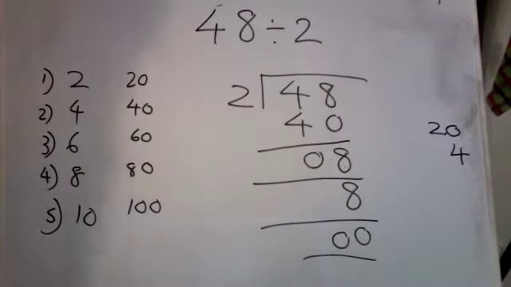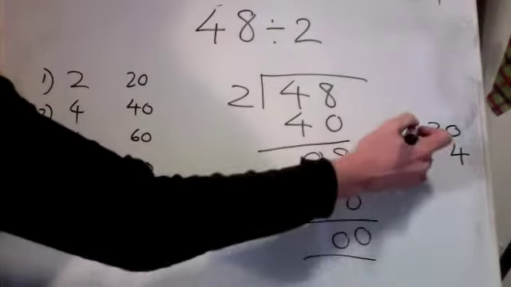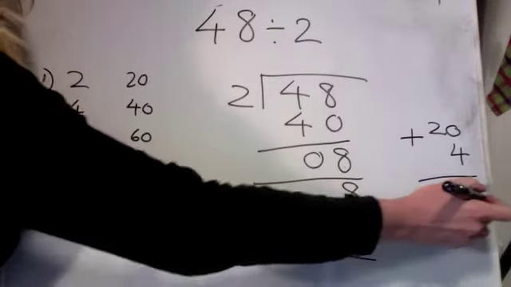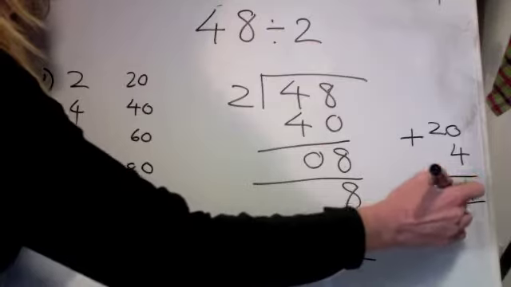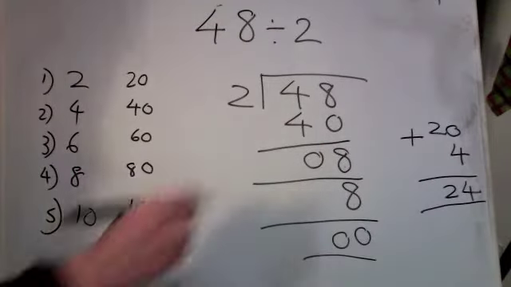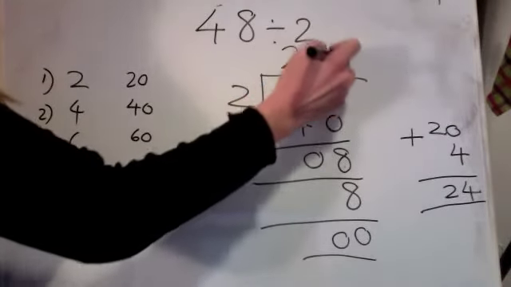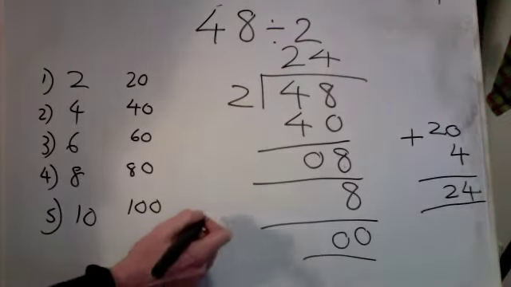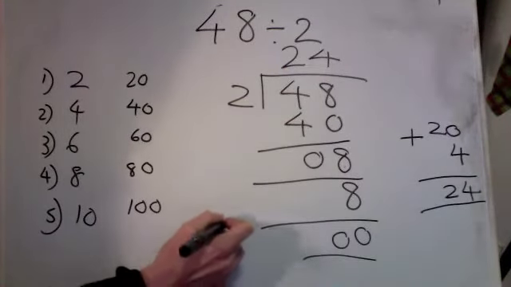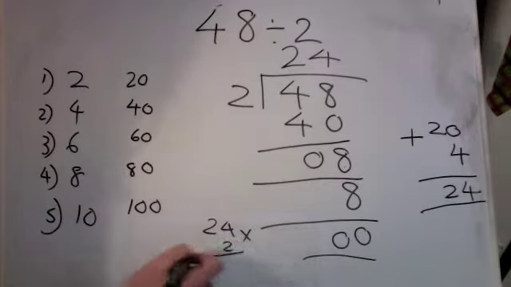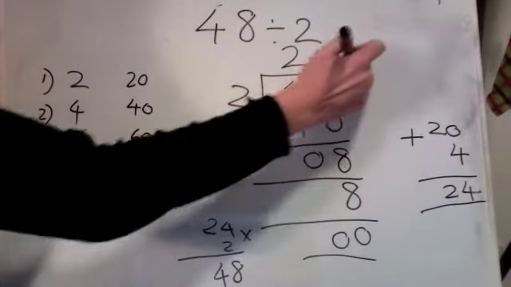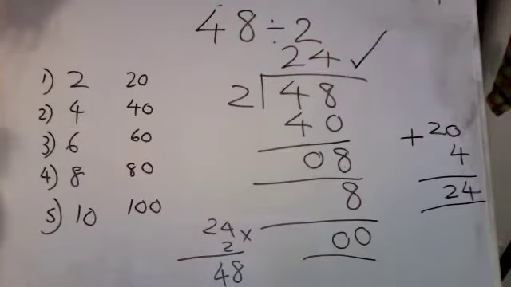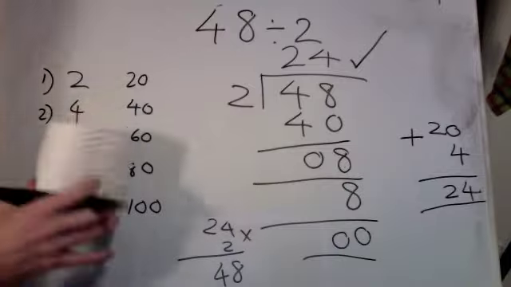We've finished. Now I add up how many 2's I've used to make 48. Nothing add 4 is 4, 2 and nothing is 2. The answer is 24. And I can check that by quickly doing 24 times 2. 2 4's are 8, 2 2's are 4. 48, 48. That's correct. Let's try another one.